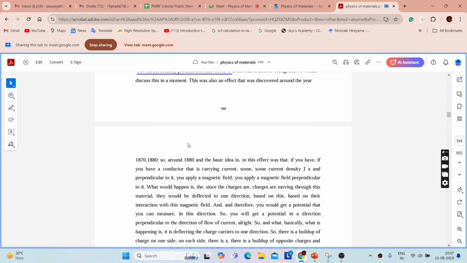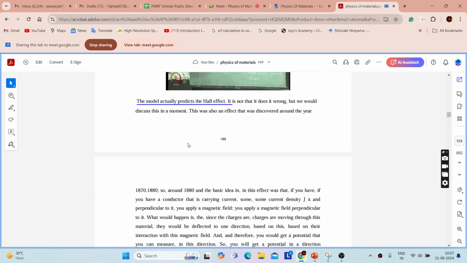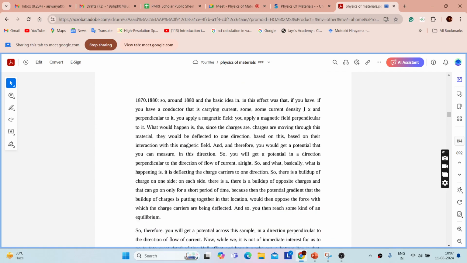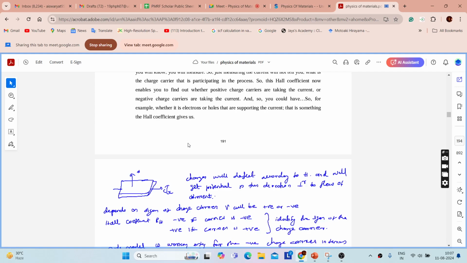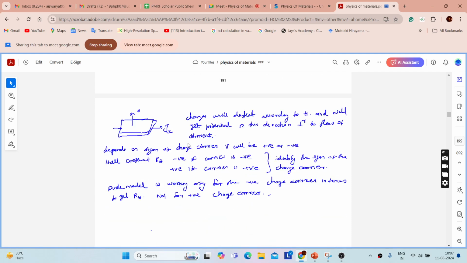This model also predicts the Hall effect. For a conducting material, the current is flowing in this direction, so we write Jx. If you apply a magnetic field in the perpendicular direction, the charge carriers will split into two directions, one positive and the other negative.